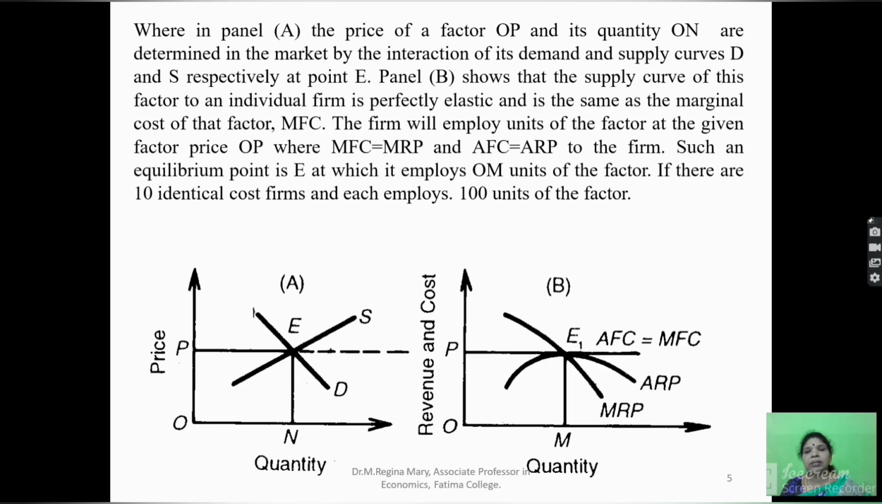Finally, general equilibrium refers to the equilibrium of both the commodity and the factor market. Both the markets, commodity market and factor market, attain equilibrium simultaneously.